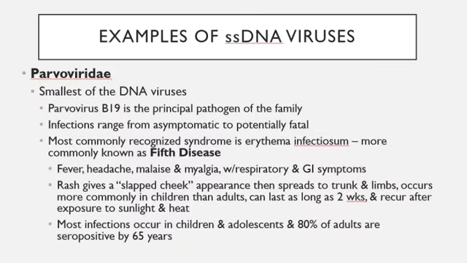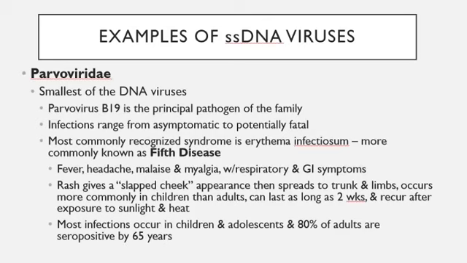Next up are examples of single-stranded DNA viruses. The Parvoviridae family falls under single-stranded DNA. These are the smallest of the DNA viruses. Parvovirus B19 is the principal pathogen in this family. Infections range from asymptomatic to potentially fatal.